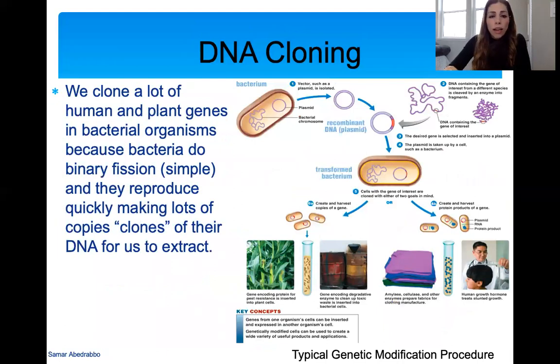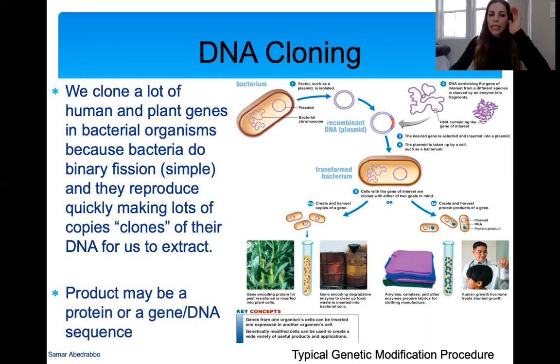And we clone a lot of human and plant genes in bacterial organisms, again, because bacteria reproduce really quickly by binary fission, and they make a lot of copies or clones of that DNA for us. This is why we call this process DNA cloning. You have a specific piece of DNA or a gene, because remember, genes are DNA, and you're trying to make a lot of copies, whether that's for mass manufacturing or to create a vaccine. So you're cloning it. The product you're creating could ultimately be a protein or just the DNA sequence that you're interested in.